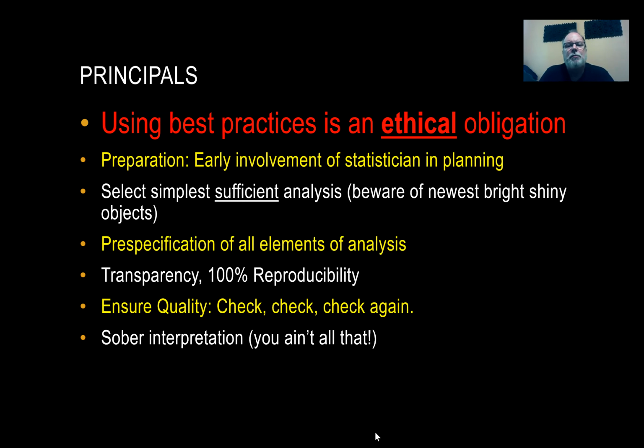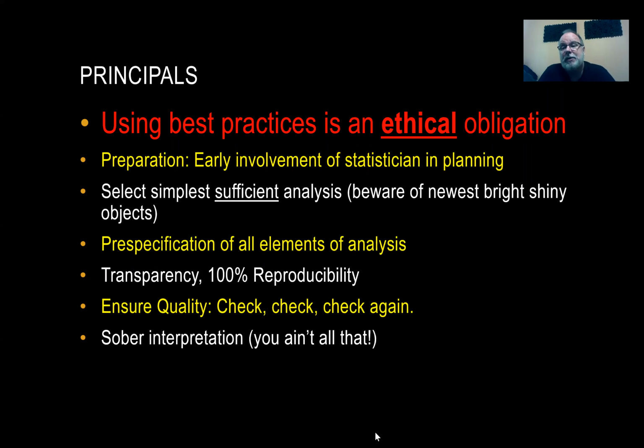Beyond that, you want to involve the statistician very early, right away. In fact, when you have an idea about what you might want to do, sit down with a statistician, or at least communicate by email with some ideas and get a sense of where you stand. We also want to use the simplest sufficient statistic. There was an American Psychological, about 20 or so years ago, the APA had a task force that was trying to improve statistical practice.